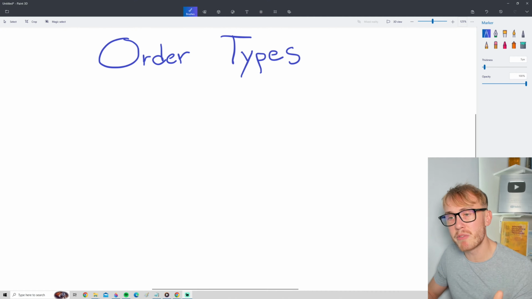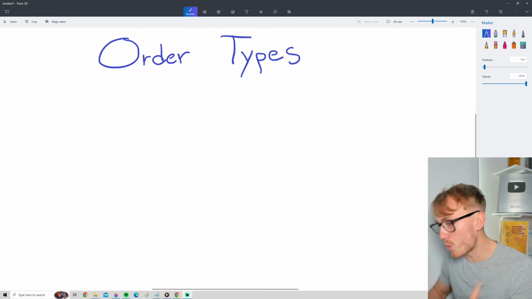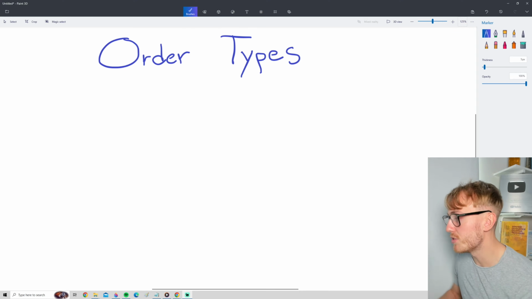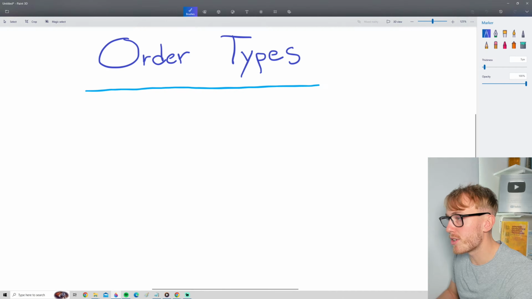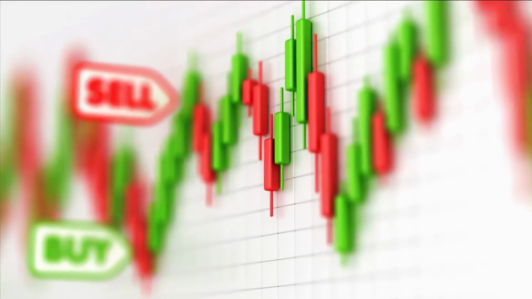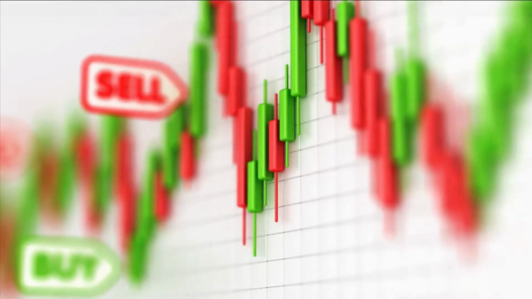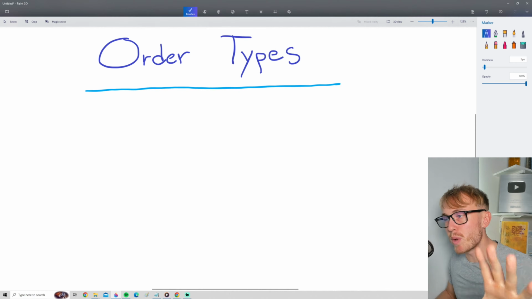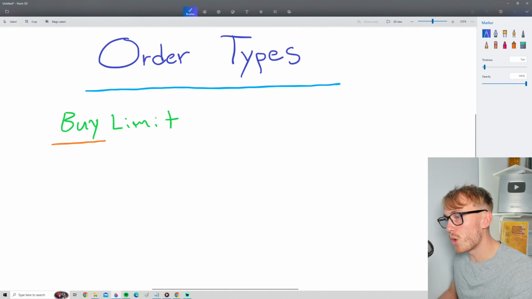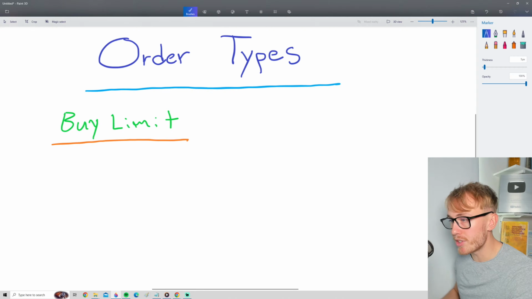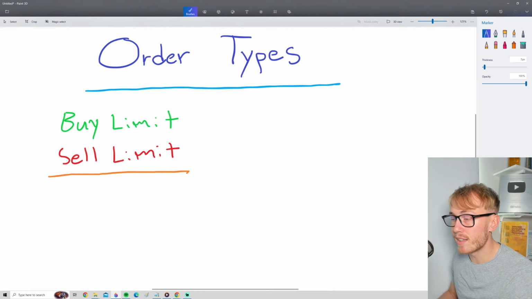So let's start this video off here by taking a look at the different types of order types and what they actually do. So first of all, order types are basically how you buy or sell an asset. And there are basically 5 different ways to do this. First of all, we have the buy limit order, and we also have the sell limit order.